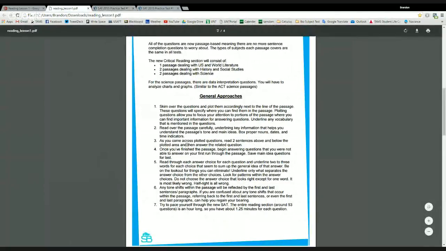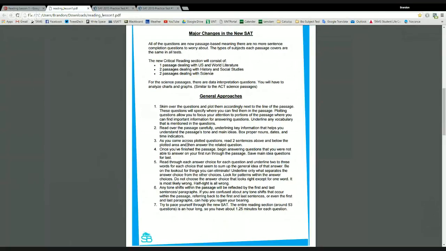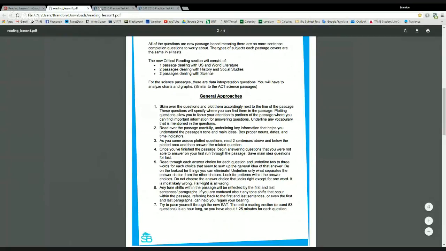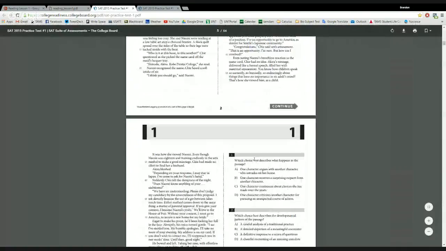As you come across plotted questions, read two sentences above and below the plotted area, then answer the related question. So when it says, let's say, you plot line 60, you're going to read above and below it, not just that one line, so you get the general context of the question.